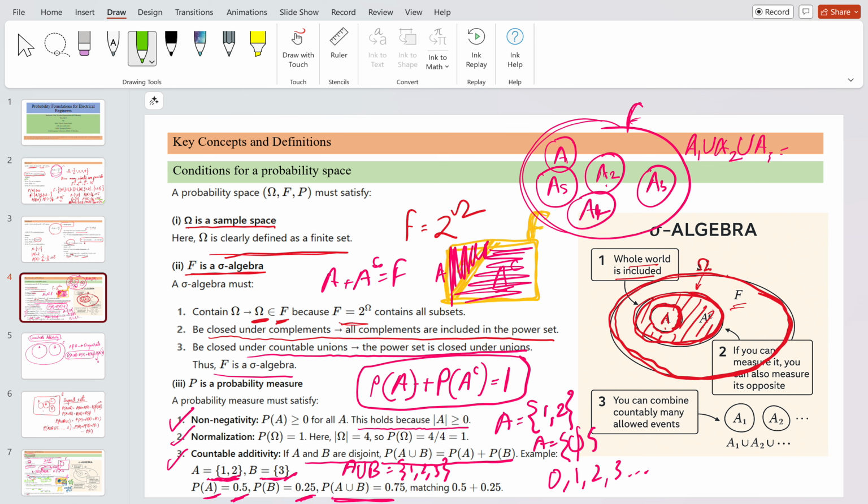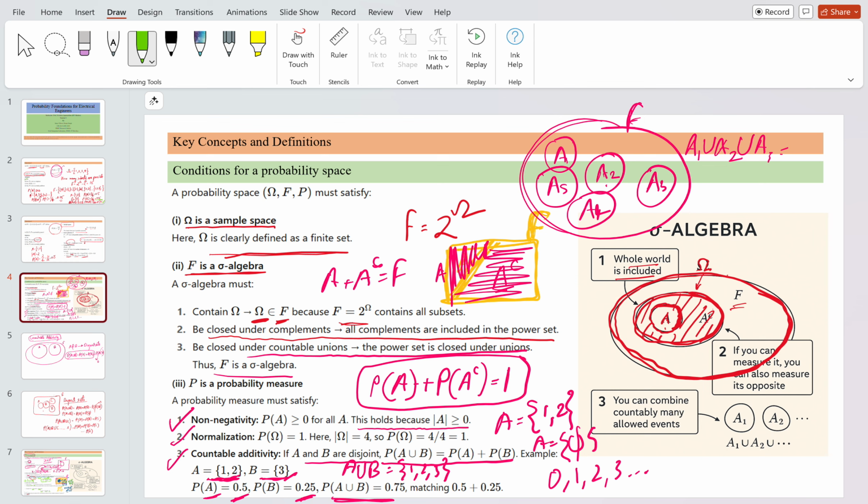Here in this problem, omega was 4, so the probability was mod of A by 4, that is 4 by 4, which is equal to 1. Countable additivity means that if A and B are disjoint sets, P(A union B) is equal to P(A) plus P(B). Here, from the example we have already seen that A is equal to {1, 2} and B is equal to {3}. So the probability of occurrence of A is mod of A by 4, that is 2 by 4, which is equal to 0.5.